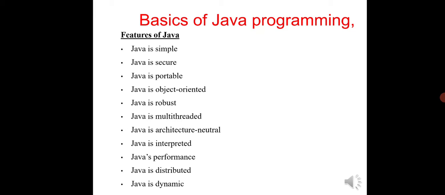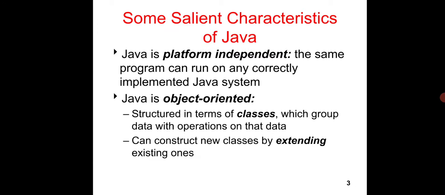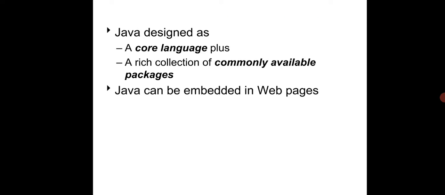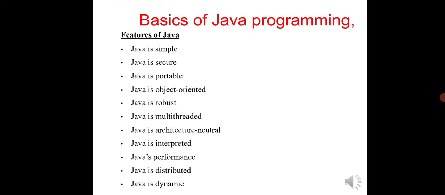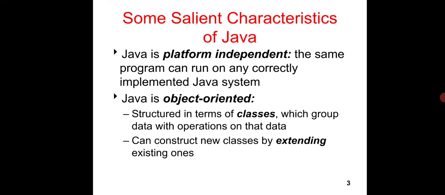Java is a robust one. Then Java is multi-threaded. It supports multi-threaded programming. Then Java is architecture neutral. Then Java is interpreted. We can execute it line by line. Java performance is very high. Java is a distributed one. We can make a distributed application by using a Java program. Java can create a dynamic programming language. So these are all the basic features of Java programming.